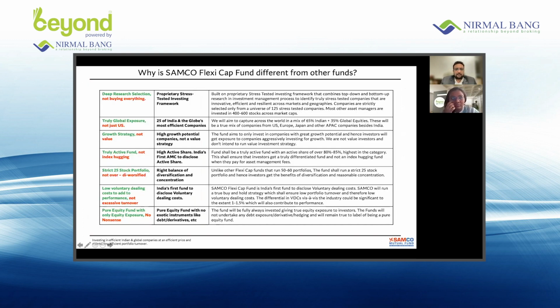Why are we different finally from the rest of the other funds in the industry and other AMCs? First is that our entire research process is extremely tight, rigorous, with our proprietary stress-tested framework. As I said earlier, we will only invest from a universe of 125 companies. Most other asset managers are investing from 400 to 600 stocks, which means that they are practically owning the whole market. So our process is not buying everything. It's very deep from a research selection point of view.